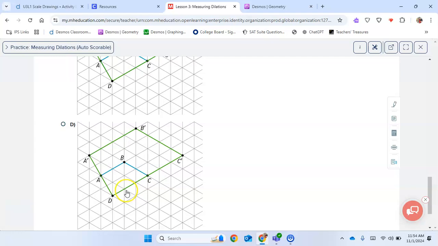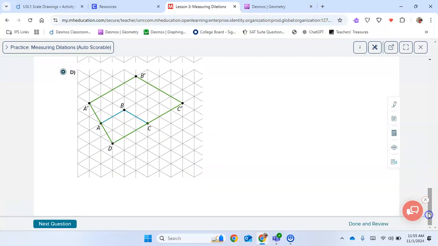You can see DC is 3 units long. DC prime is 6 units long. DA is 2 units long. DA prime is 4 units long, and so forth. And you could see D and D prime share the same point. So that is centered at D.